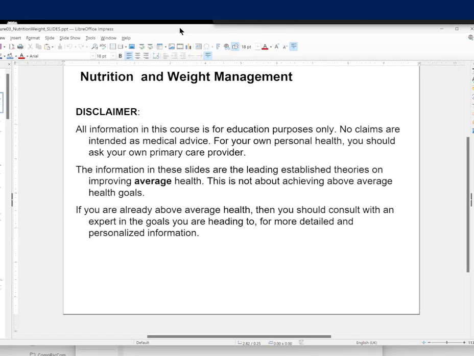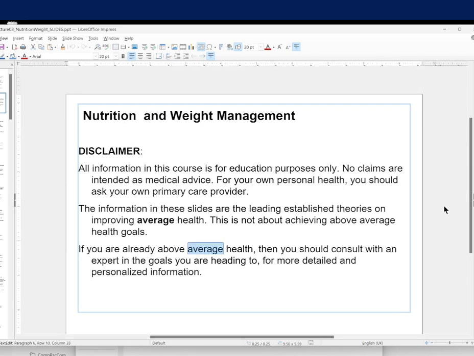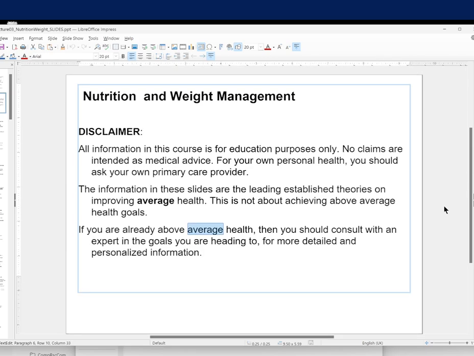Another thing I want to emphasize is that all of the lectures, all of the topics in this semester, are directed towards the average person of average health. Some of you are in great shape, some of you are way below average shape, and for both ends of the bell curve of human existence, I would direct you again to a specialist.